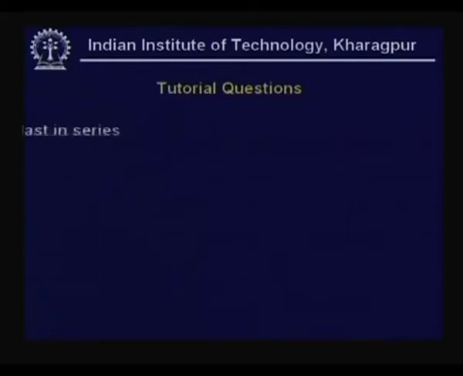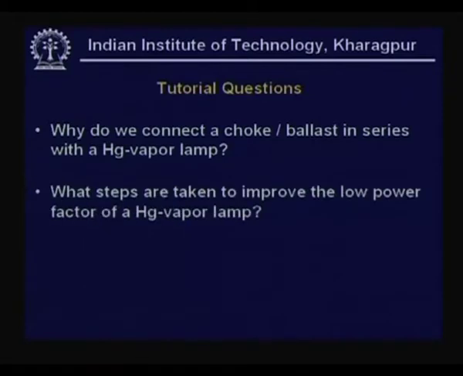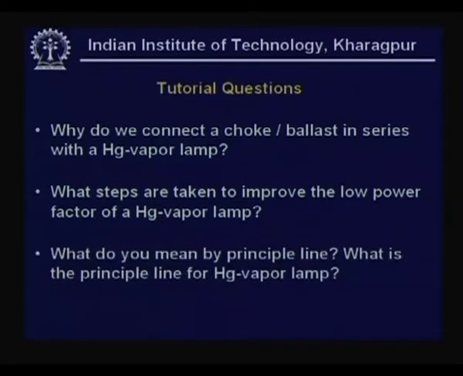Continuing with the questions: Why do we connect a choke or a ballast in series with a mercury vapor lamp? What steps are taken to improve the low power factor of a mercury vapor lamp? What do you mean by principal line? What is the principal line for a mercury vapor lamp?